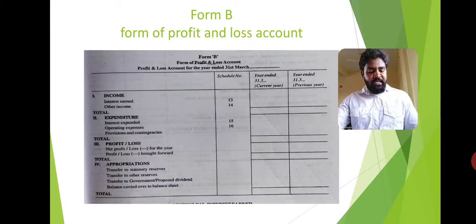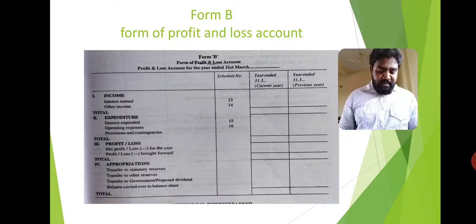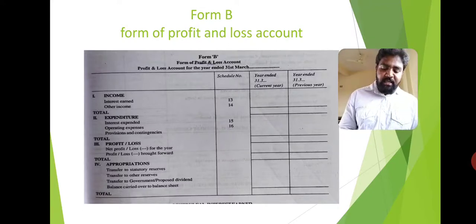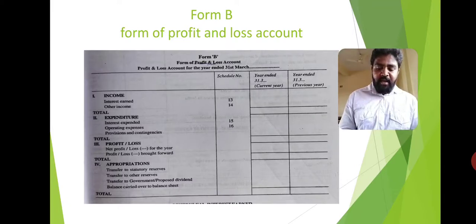Now come to interest earned. Like interest earned: interest and discount on advances or bills, then income on investments, and interest on balance with the Reserve Bank of India and other inter-bank funds.